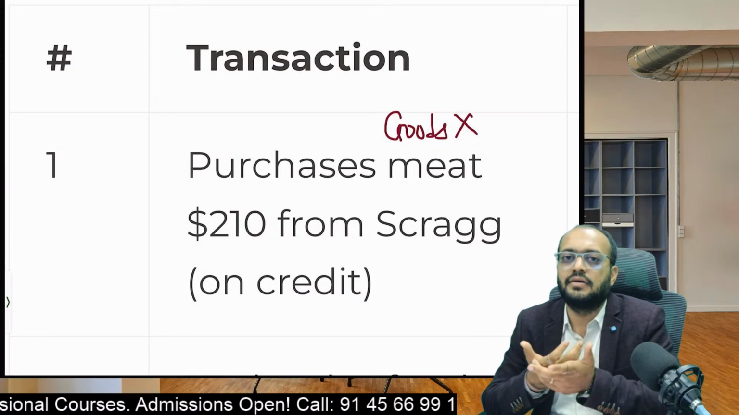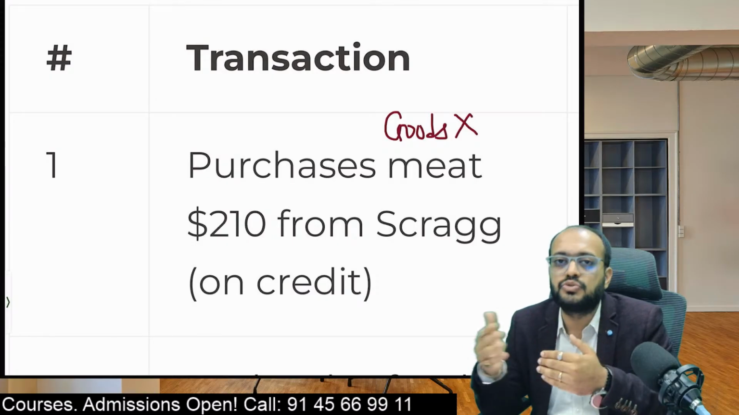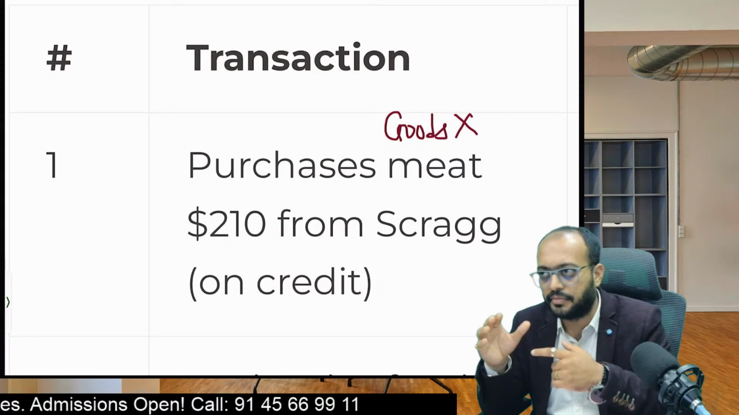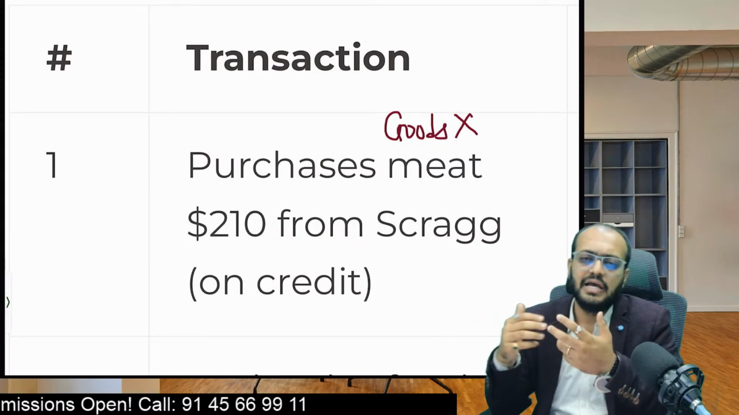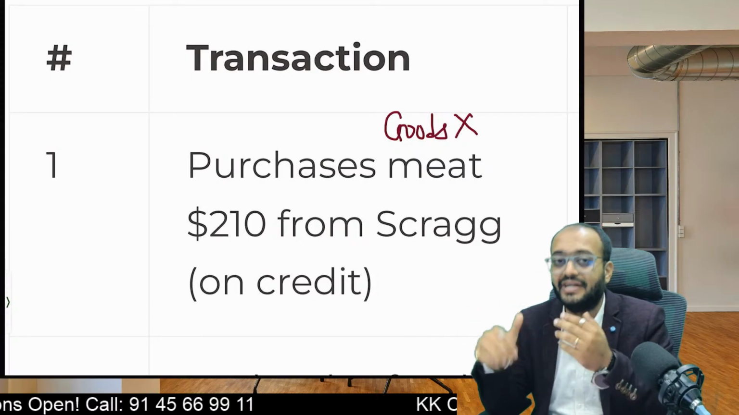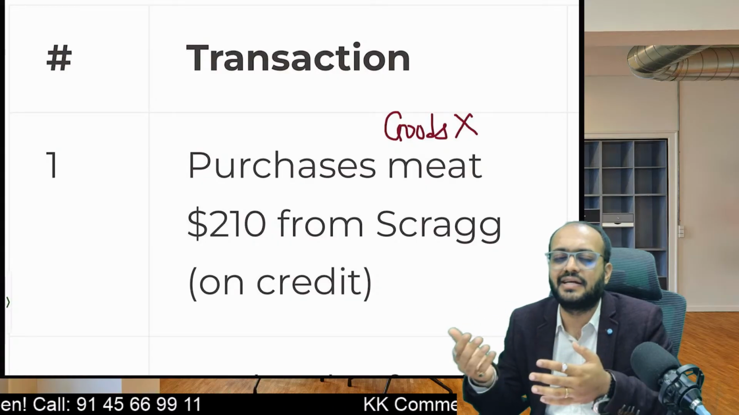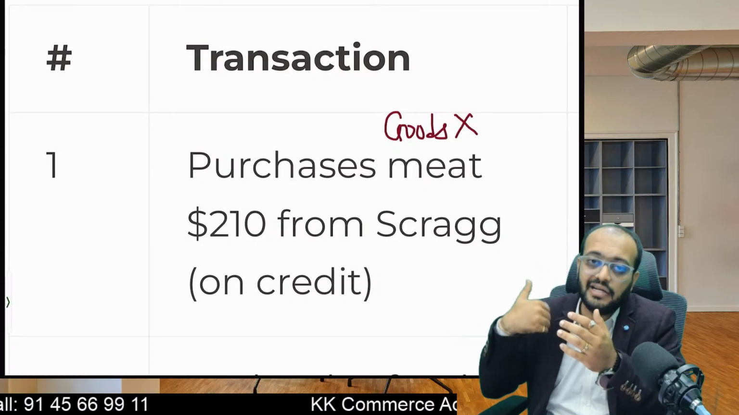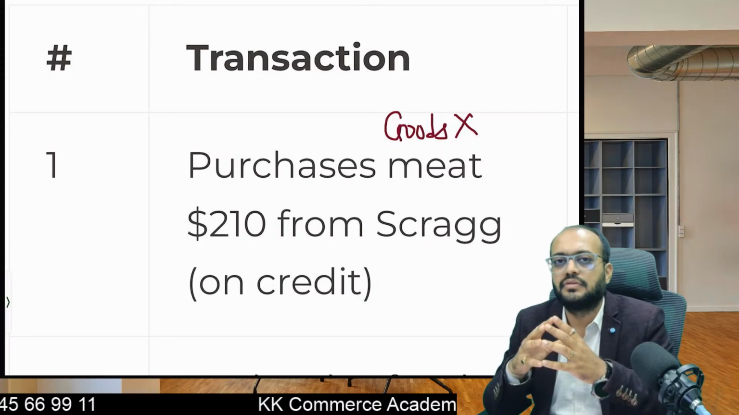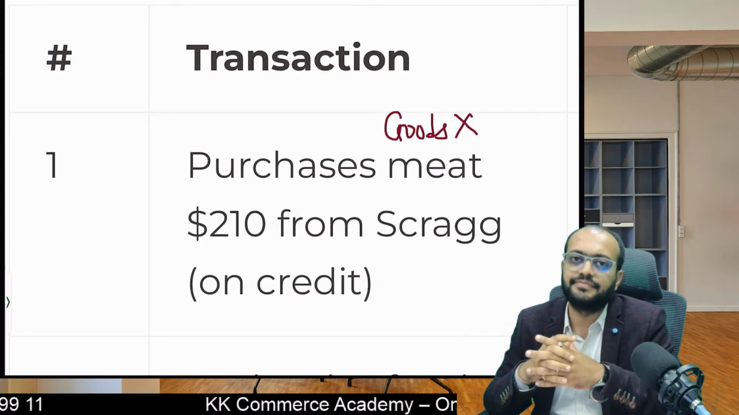Suppose by any chance we return the goods to the supplier, the person from whom we purchased the goods, and suppose these are defective, so we return the goods to them. This is known as purchase return, or another name is return outward account. That means we return the goods to the supplier.